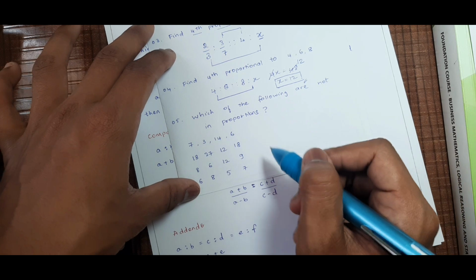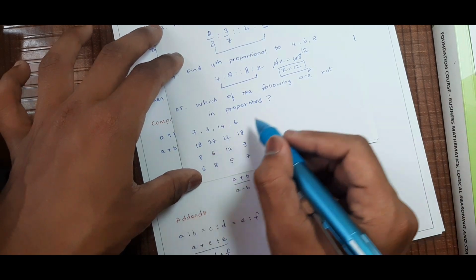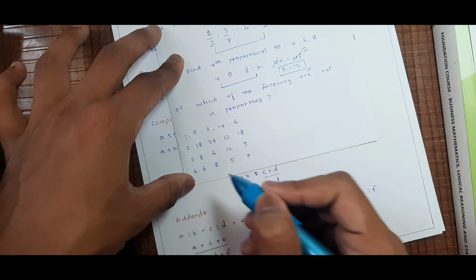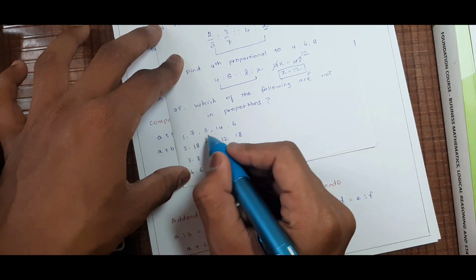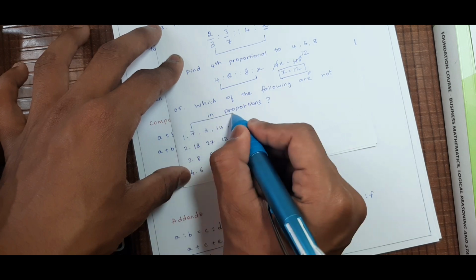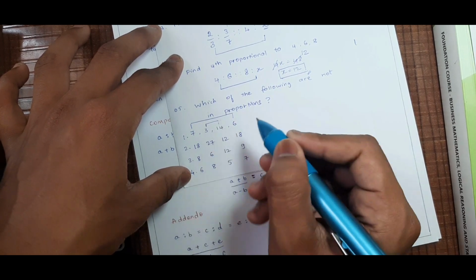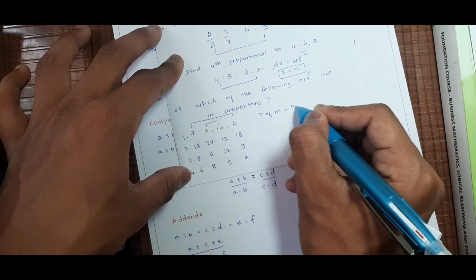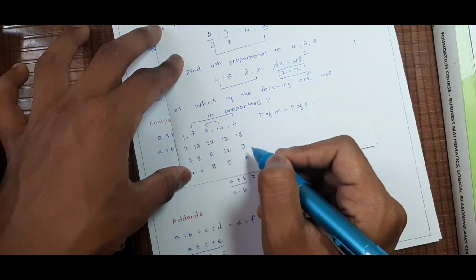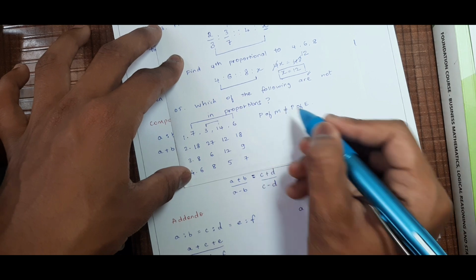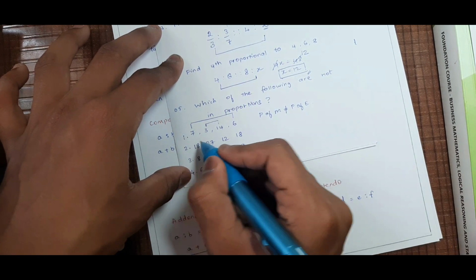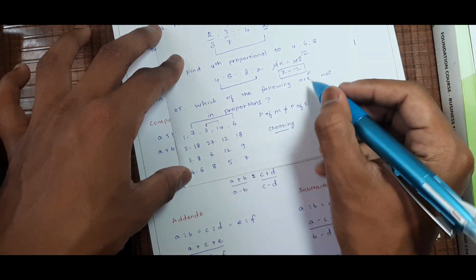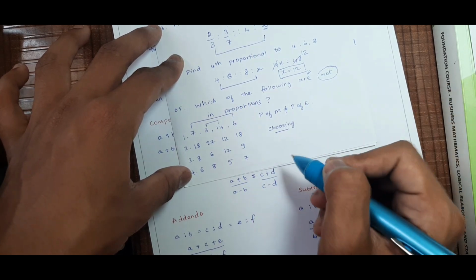Which of the following are not in proportions? They are asking which of the 4 options is not in proportion. So what we should do is, for every option, check whether product of means equals product of extremes. The option where equality does not hold is the one we should choose, because the question asks which are not in proportions.